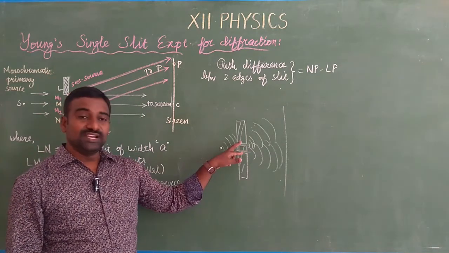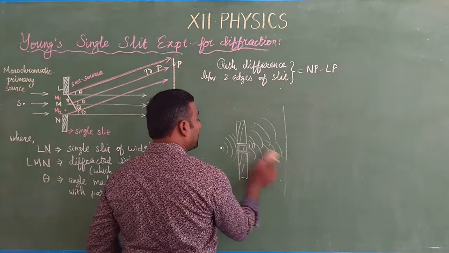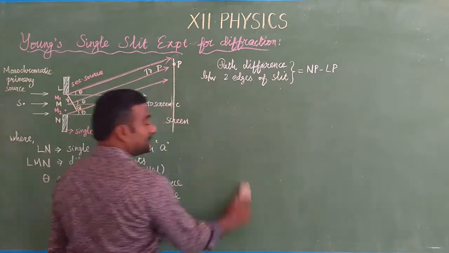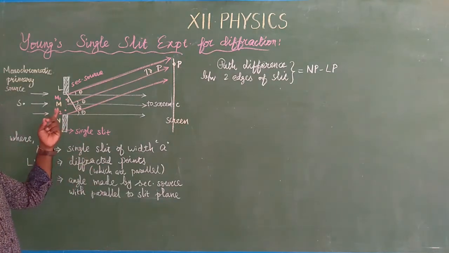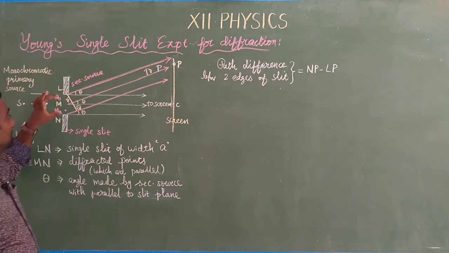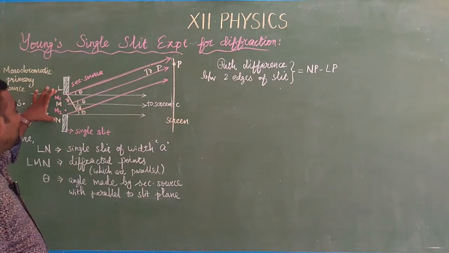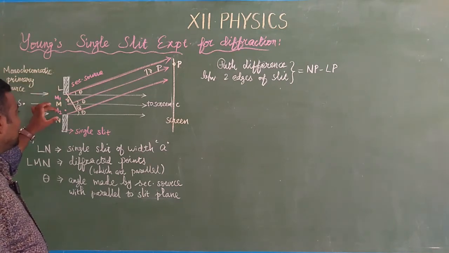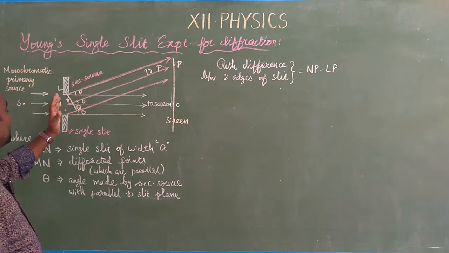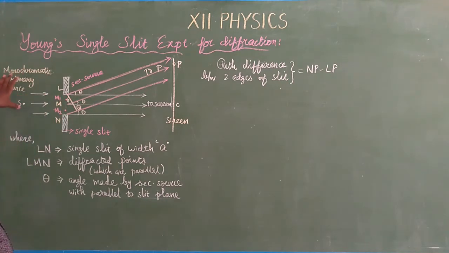Now, the double slit was replaced by a single slit to explain and demonstrate the diffraction phenomena. So Thomas Young replaced the double slit with a single slit. This is the obstacle. On the obstacle, he made a small opening, only a single opening. The single opening is denoted by the letters LN. So LN is the single slit. This obstacle with the single slit was placed in front of the monochromatic source. So this is a monochromatic primary source.